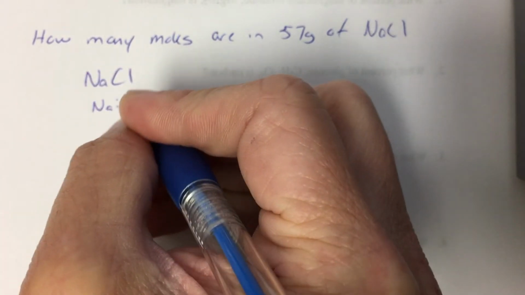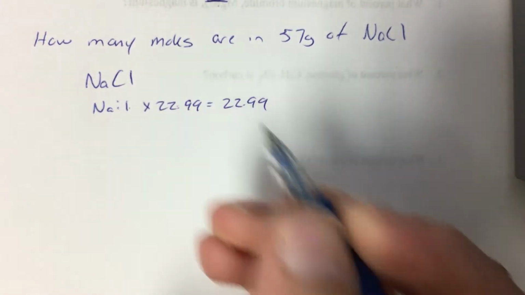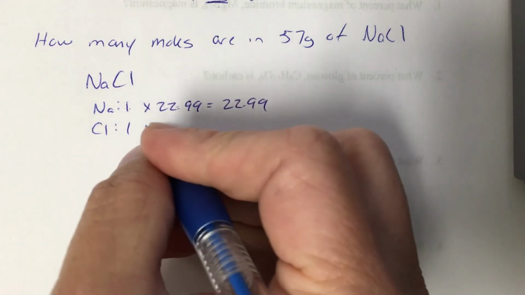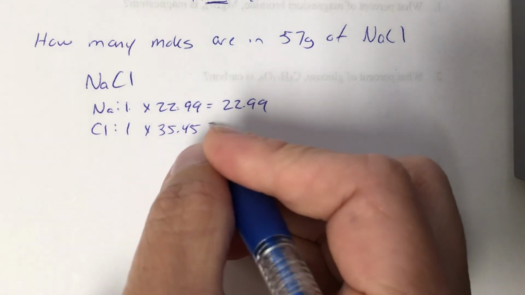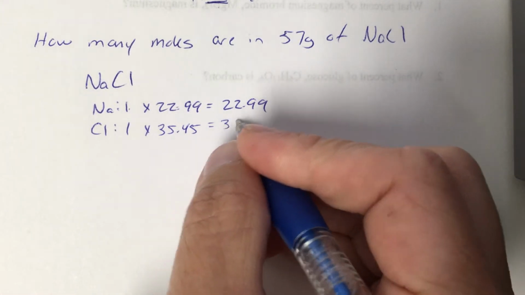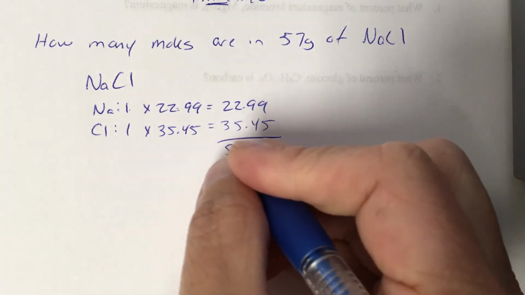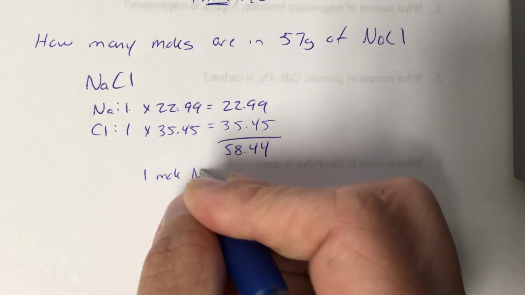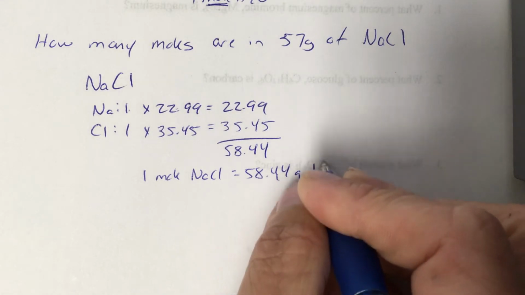There's 1 sodium, and it's 22.99. Again, number of atoms times the molar mass or atomic mass of that element. And for chlorine, there's one of those. Chlorine is 35.45. Again, that's just the atomic mass off the periodic table, or the molar mass. Add those together, 35.45 plus 22.99 is 58.44. So we know 1 mole of sodium chloride equals 58.44 grams of sodium chloride.